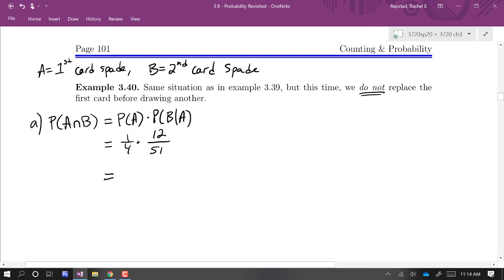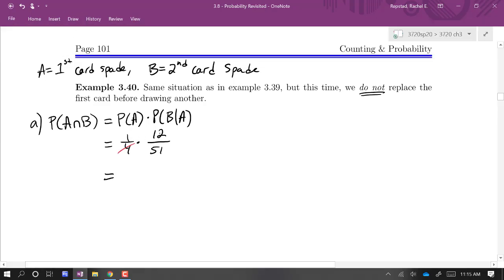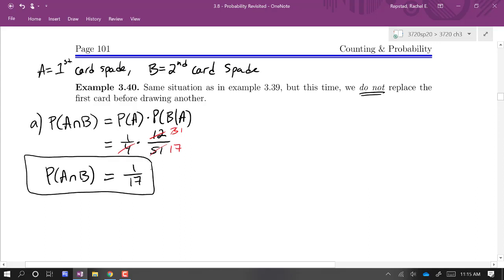So now this is the product we're going to find. Let's see, reduce. 4 goes into 12 3 times. 3 goes into 51 17 times. So we get 1 out of 17. So now there's the probability of A intersect B.